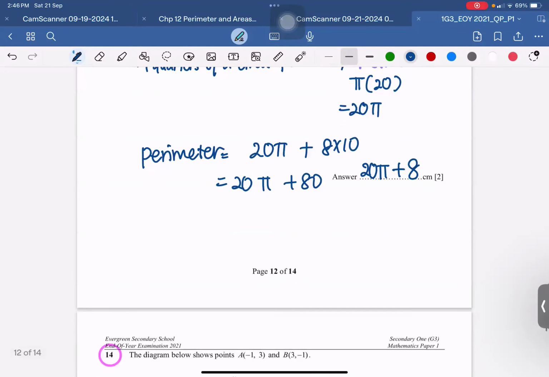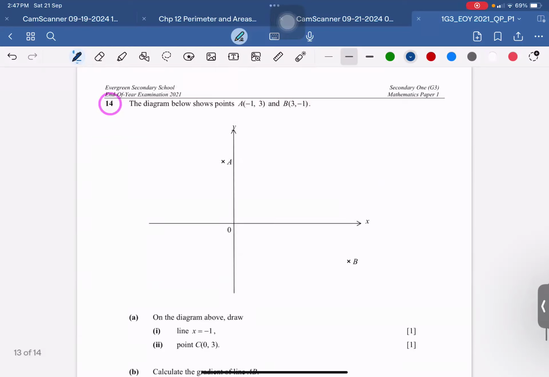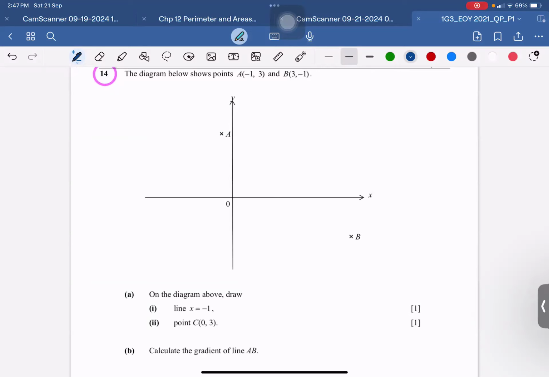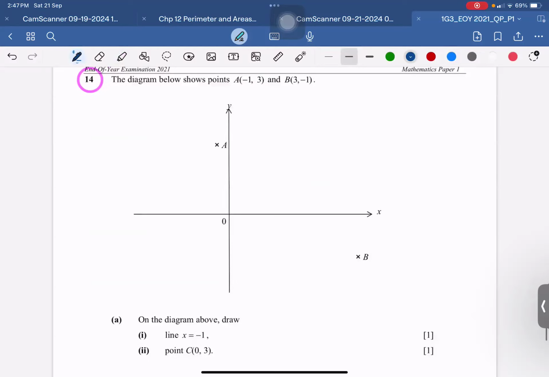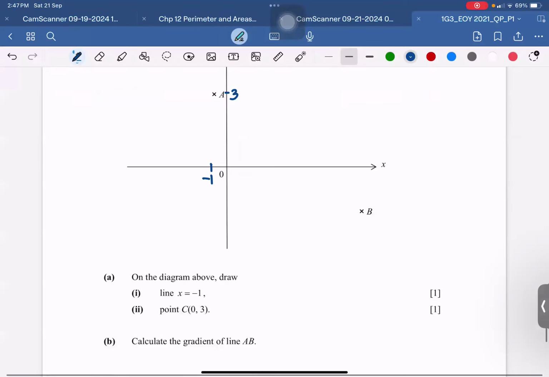Okay, then next, one more person asked for question 14. Actually nobody asked for question 14, but I'll just quickly go through. On this diagram, these are the points A and B, and draw the line x equals negative 1. Where is x equals negative 1? Observe the point A, which is negative 1, 3. So it's negative 1 and number 3 over here. So where is the line x equals negative 1? It's a vertical line.